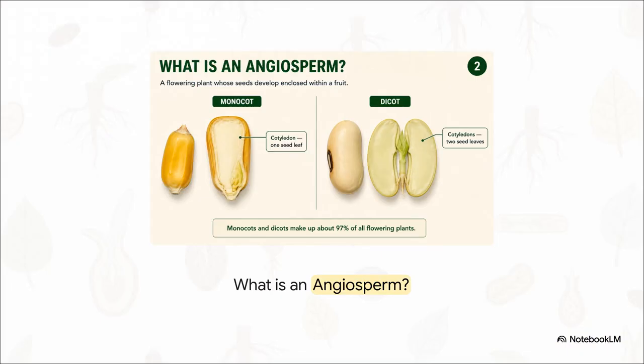So what is it? Well, an angiosperm is, quite simply, a flowering plant where the seeds develop entirely enclosed within a fruit. But the real crucial distinction comes down to the seeds themselves. Take the maize grain, for example. It contains a single cotyledon, which is really just a fancy word for a single seed leaf. Because it just has one, that makes it a monocot. Now, look at the cowpea seed. Notice how it neatly splits into two symmetrical halves? Each of those halves is a cotyledon, making it a dicot. And to put this into perspective for your agricultural studies, monocots and dicots together make up about 97% of all flowering plants on Earth. I mean, they are literally the absolute foundation of human agriculture.